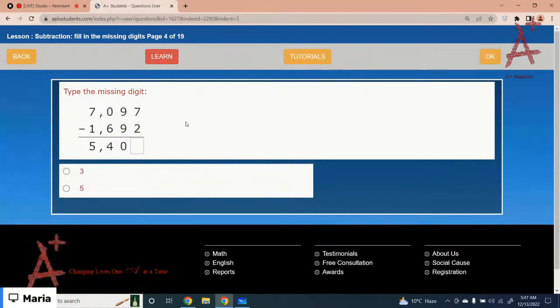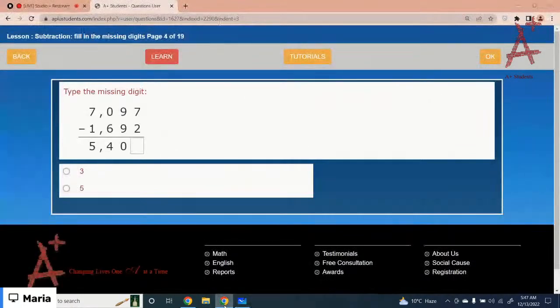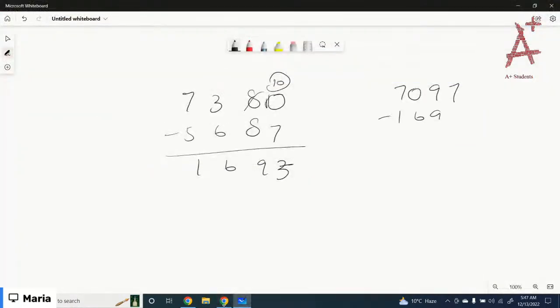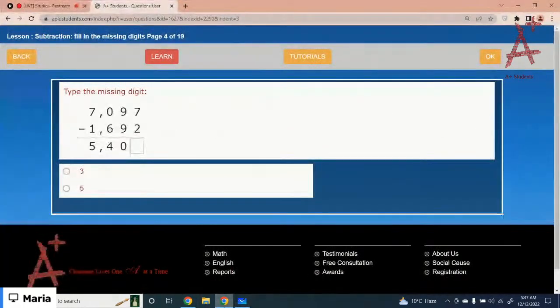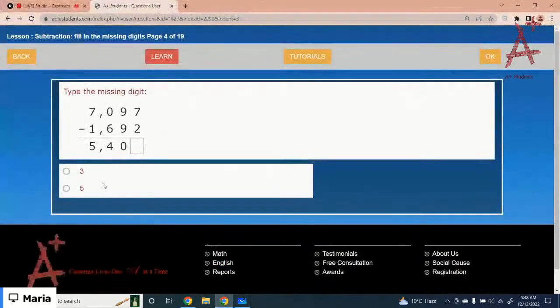Okay, then the next one is 7097 subtract 1692. And the missing number is 540, and you have to find the missing number. Okay, 7 subtract 2 is 5. Got it? So the missing number is 5. Just select the correct option, then click on the OK button.